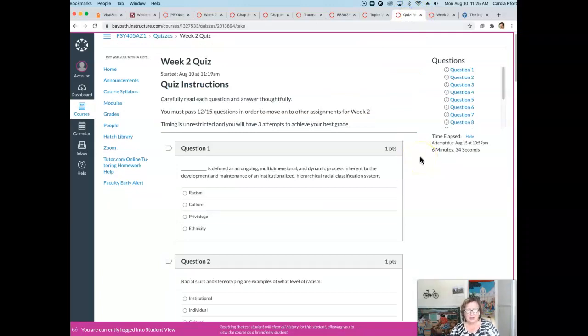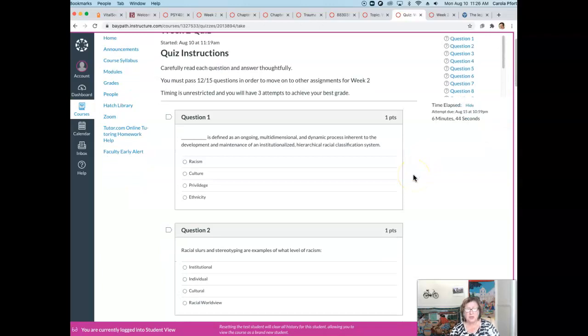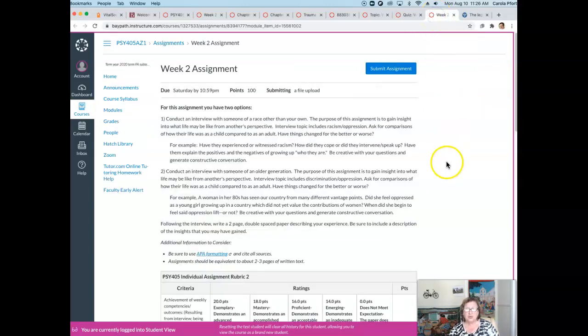And I have to tell you, I did rewrite these quizzes because I think that they were out of touch with the new edition and the chapters there. So for example, question 1, what is defined as an ongoing multidimensional and dynamic process inherent to the development and maintenance of an institutionalized hierarchical racial classification system? And so here you get to go back to the book and scan through the content, and you should find all those answers. They're definitely in there. And that's basically our week 2 overview.